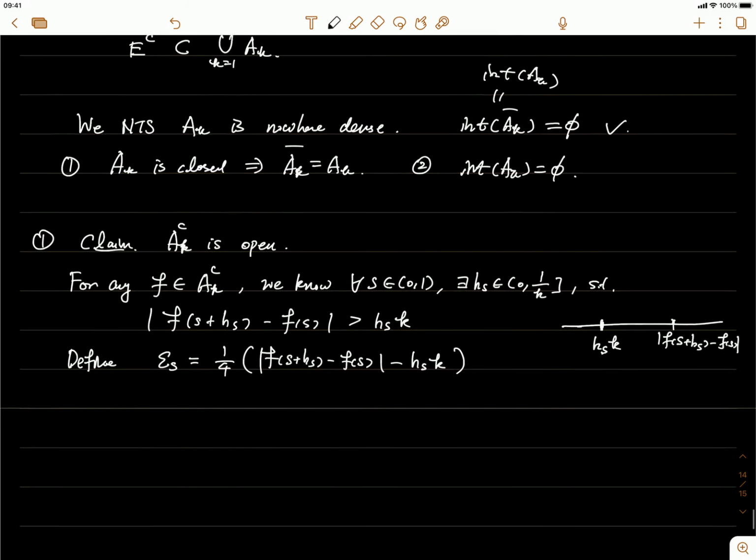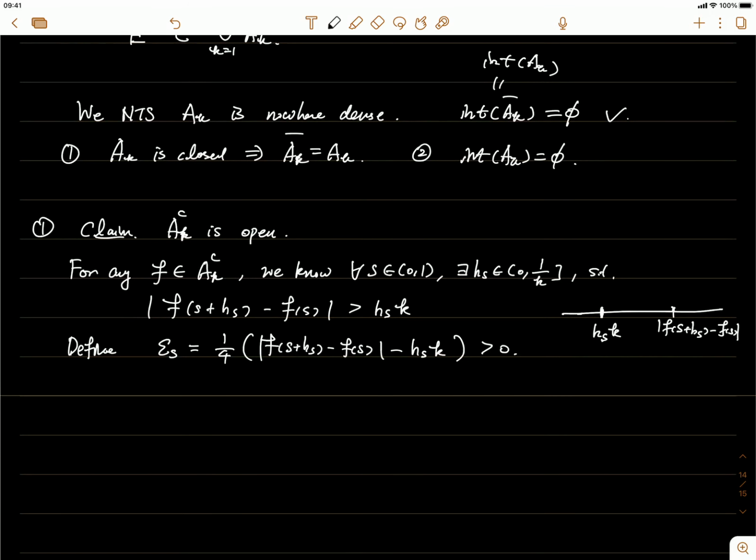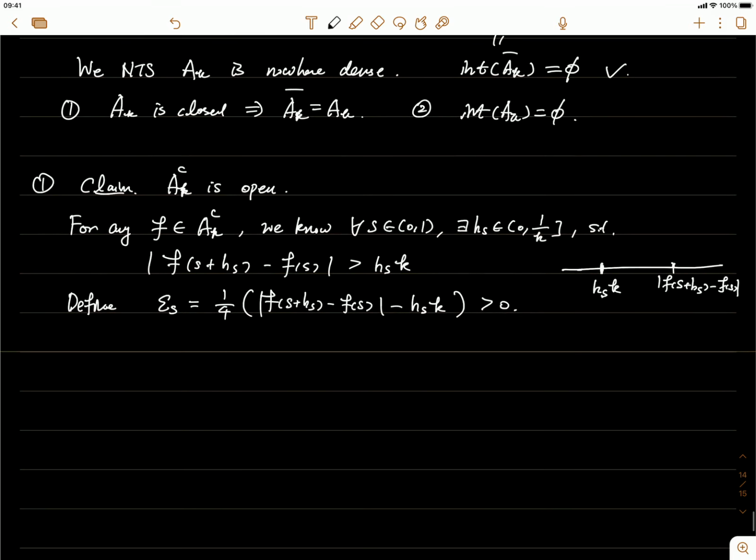Okay. So I know that this must be positive. And what am I going to do with this epsilon s? Well, for this epsilon s, I'm going to look at, remember, this is the s. This is s plus hs. Okay, so I know the function f is continuous. So that means it must be continuous at every point. In particular, it will be continuous at the point s and the point s plus hs.